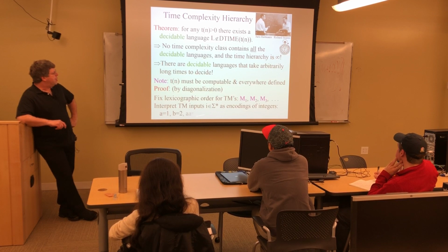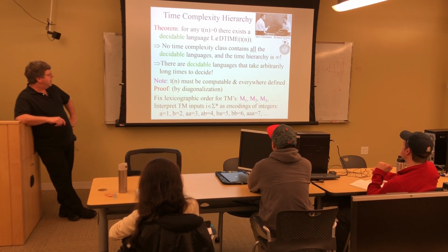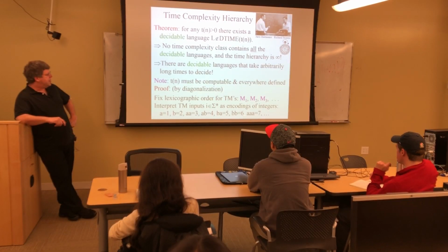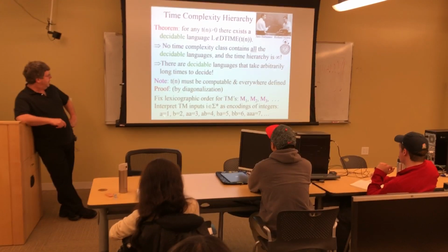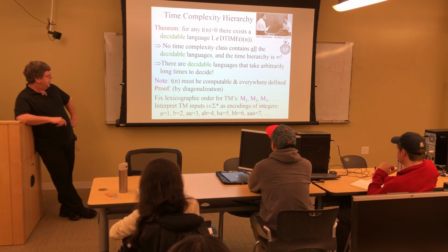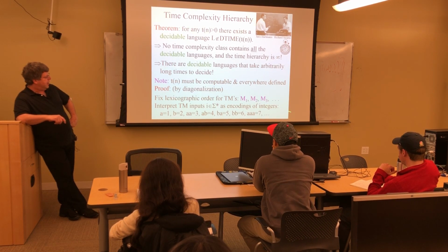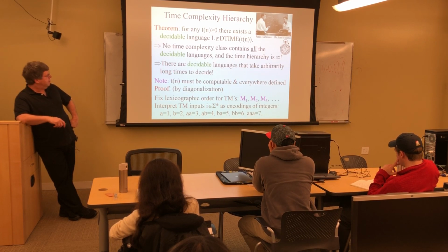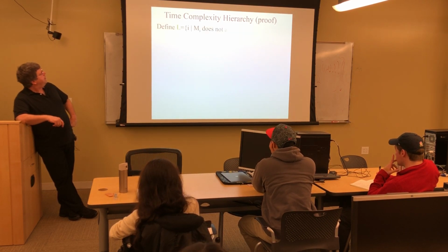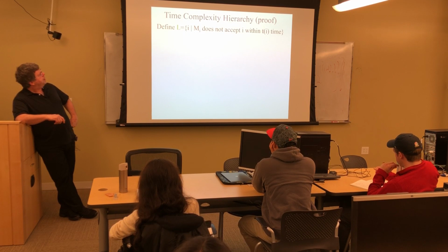And we're going to interpret the inputs also as integers, if you will. Here, all the strings in sigma star are represented as integers by dovetailing. String 1 is A, then B, then AA, AB, BA, BB, AAA. That's the 7th string, and so on. So you can assign numbers to the machines and numbers to the strings, just so you know we're good on that. Now here's the language we're going to prove is decidable, but not within time t of n.